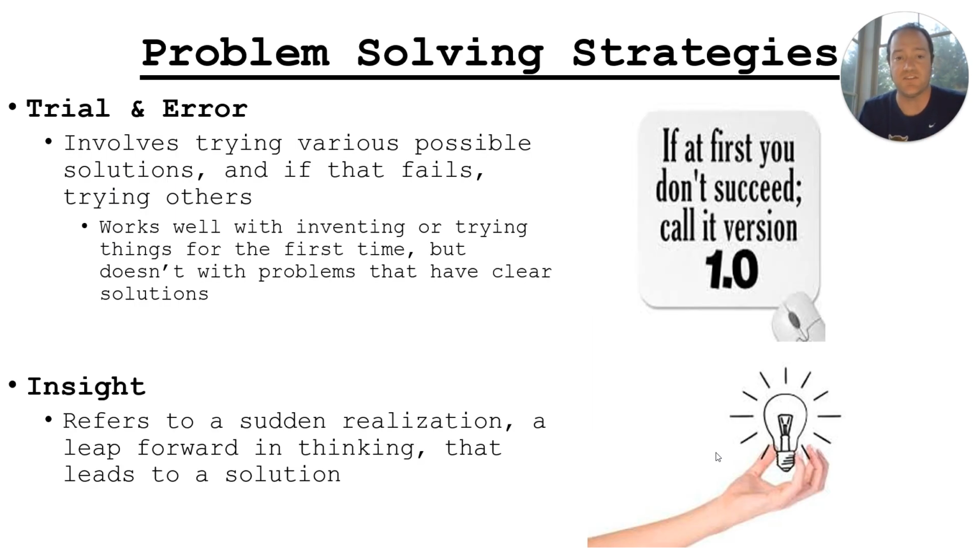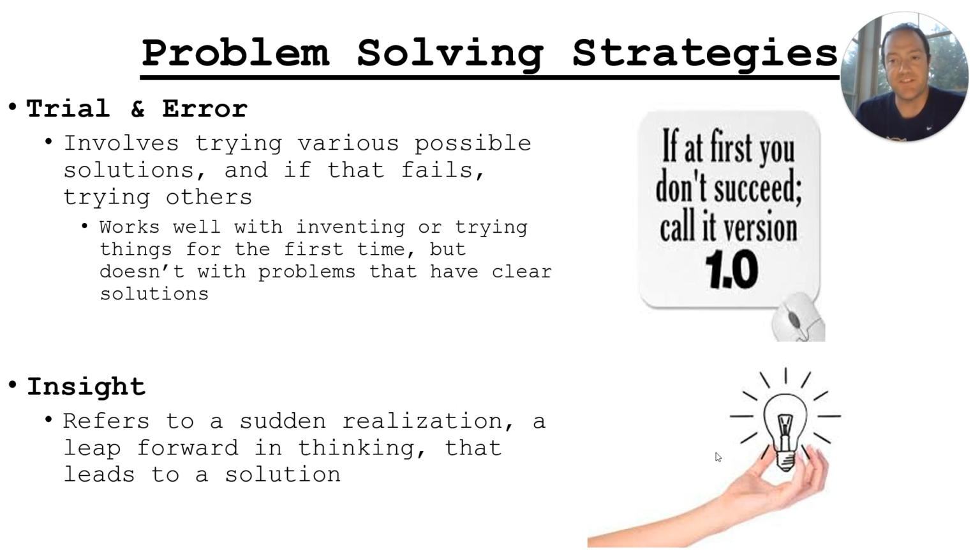So trial and error is basically trying things, and if it fails, you try something else. This is not just randomly doing stuff until something works. That's not what trial and error is. Trial and error is you trial using different solutions to problems. If one works, great. If it doesn't work, you move on to the next one, or you move on to a different scenario. Like it says there, if it doesn't work, call it version 1.0 and move on, try something else.